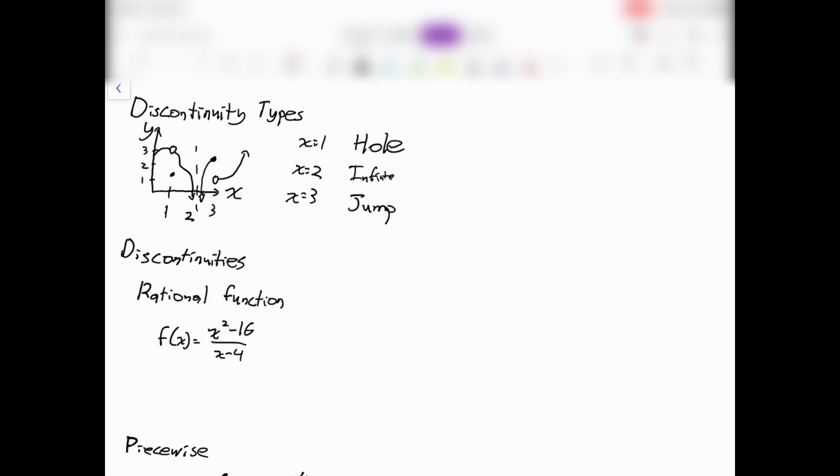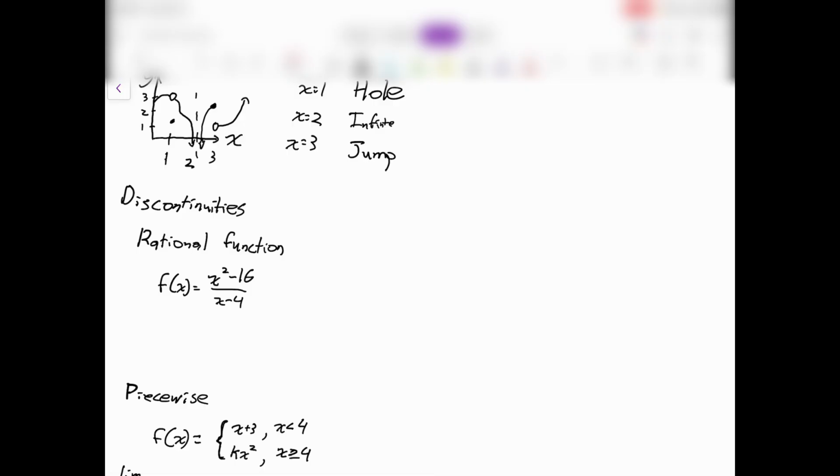This function is discontinuous, but what type does it have? Well, it has a hole discontinuity because you can factor out the top and bottom like we saw earlier. You can't just ignore this. Even though you're canceling it out, this was still part of the original function, so it still has an impact. Even though it cancels out, this point doesn't exist.